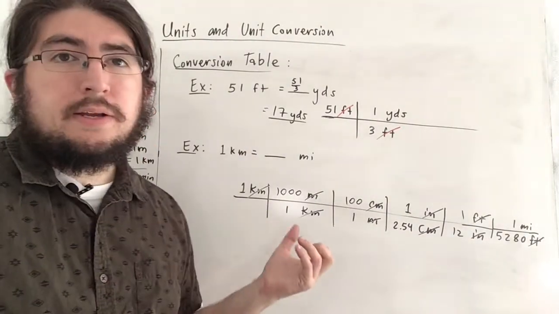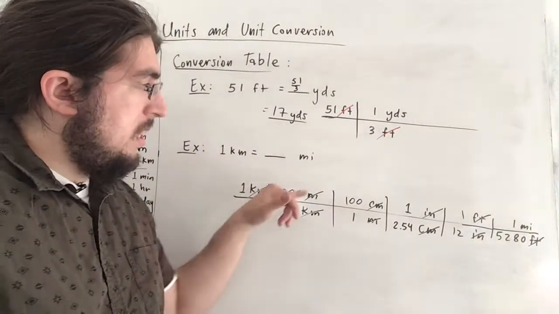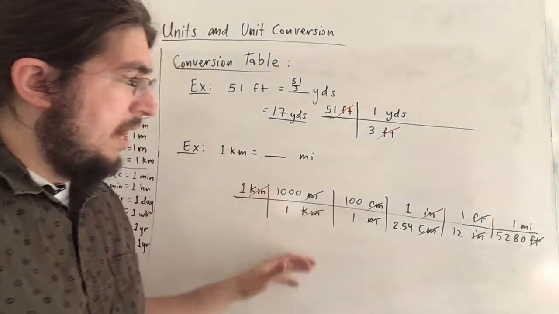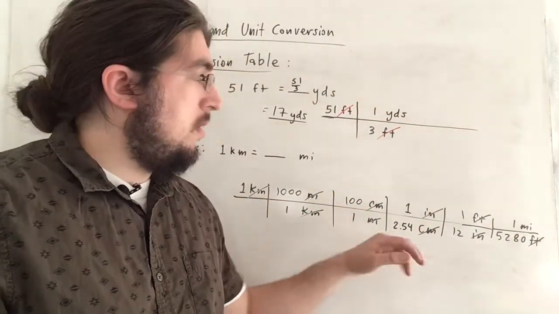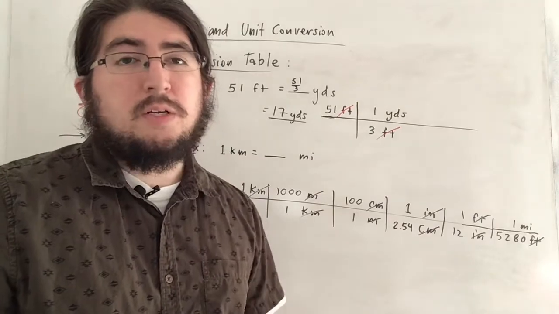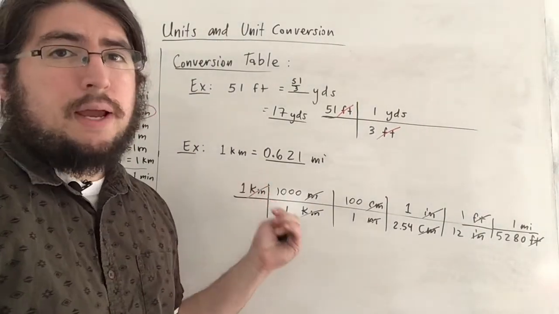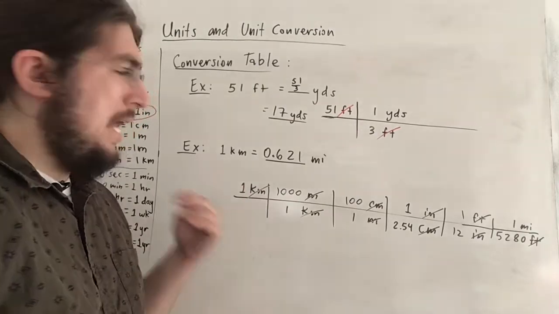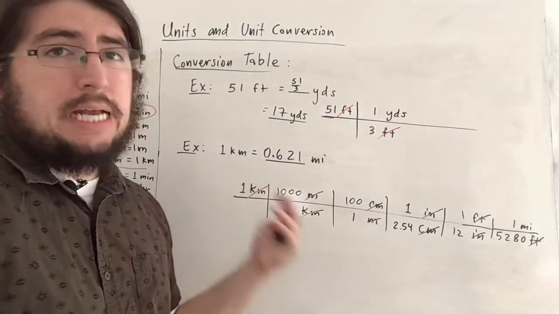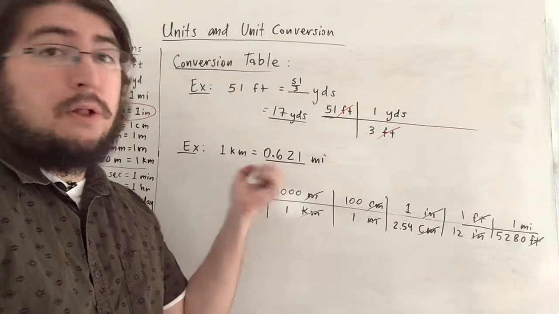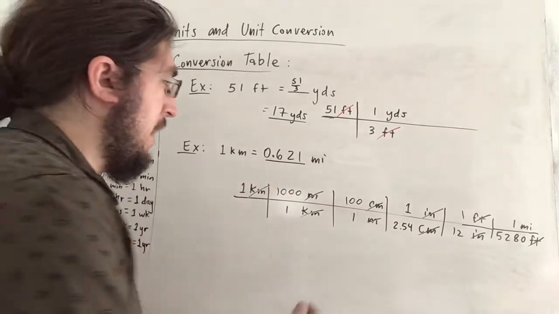So I'm going to use my calculator to do this. I'm going to write 1,000 times 100 and then divide by 2.54, divide by 12, divide by 5,280. Let's see what we get. All right, so my calculator got 0.621 miles, rounded to 3 decimal places. And this tells us that miles is the larger unit because it has the smaller number in front of it, if you remember our discussion on that.